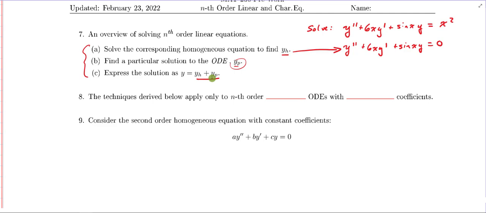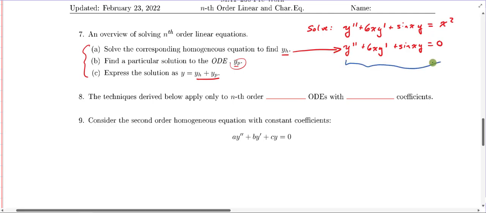We'll talk more about this as we go along, but I just wanted to give you a heads up for that. And what we're going to focus on right now are techniques for solving these if they are homogeneous. And then we will elaborate on our techniques as we go along.